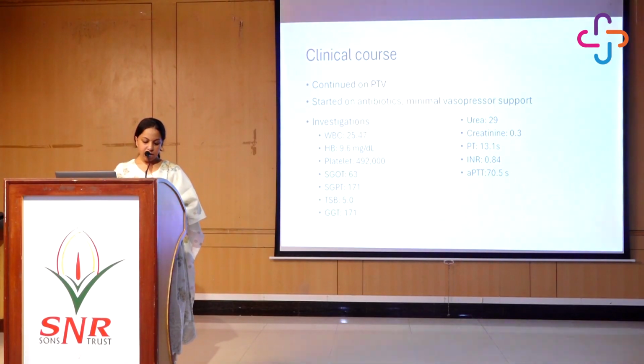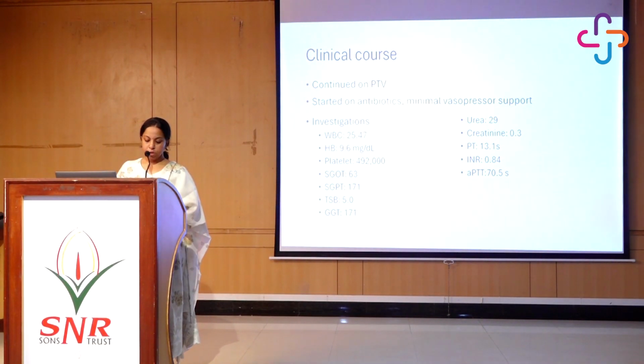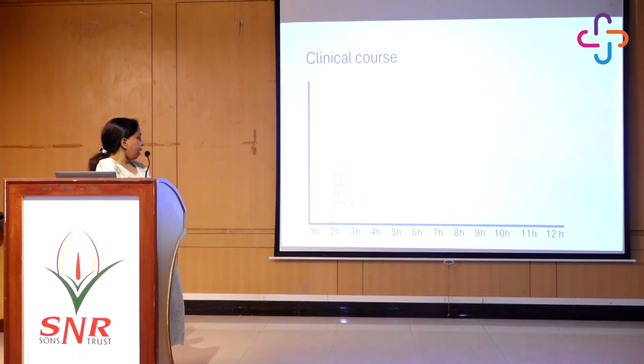We got the investigations done. So that investigation gave us a clue. So he was anemic, so he was bleeding somewhere. And if you see the PT and INR, the PT was normal, but the APTT in isolation was elevated. Apart from that, most of the reports were normal for this child. So this is the clinical course. By 2 hours of admission, we found that he was going into more and more deeper coma.